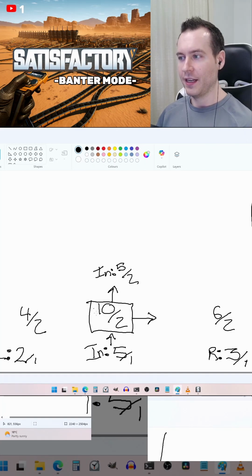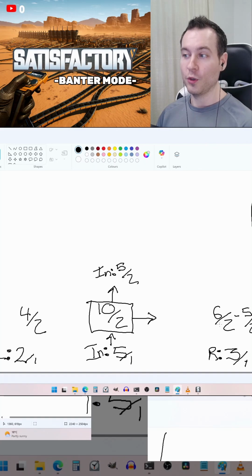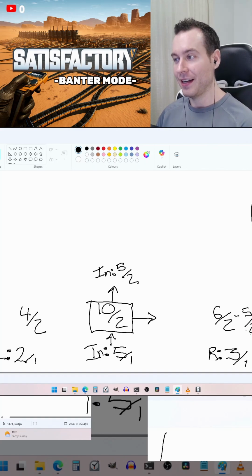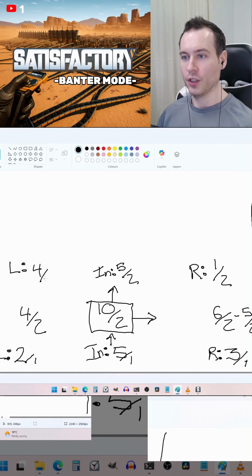Then I'll add 5/2. Actually, we're subtracting 5/2 from 6/2 because our newer goal will be a bit less. We've supplied 5/2, so the goal becomes smaller since it's already been supplied a bit. So 6/2 minus 5/2 will be 1/2. Then the new L will be this value here since we didn't make a change here, 4/2. So now we can see a beginning point again.